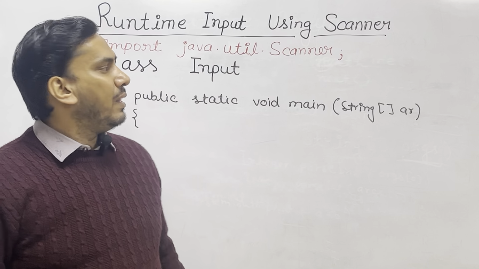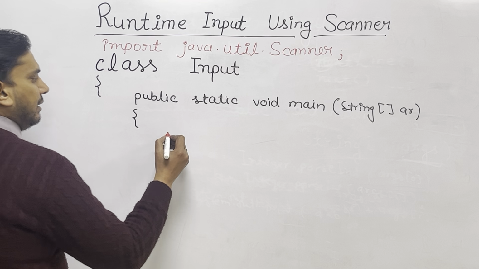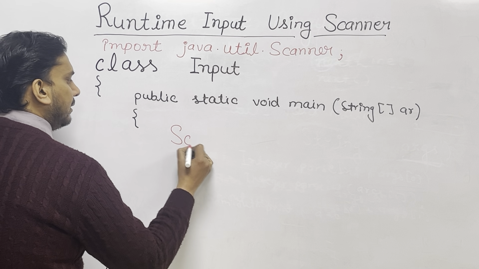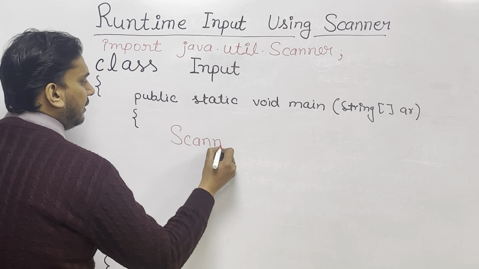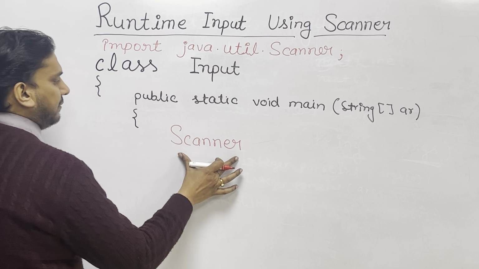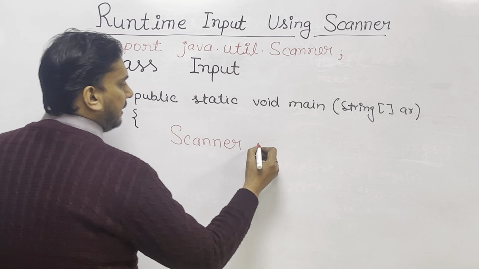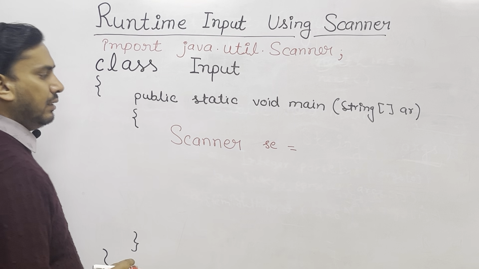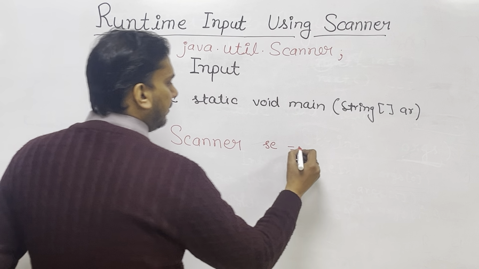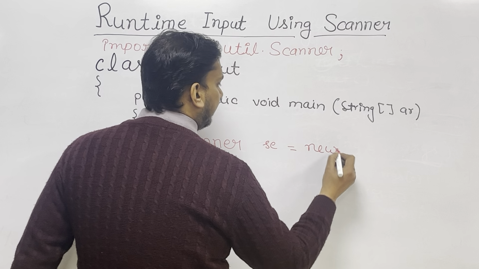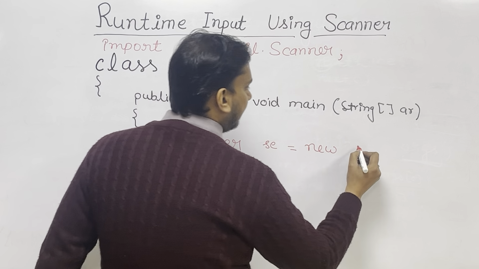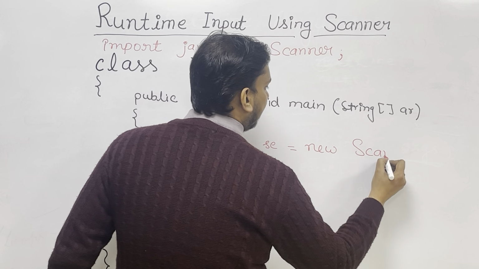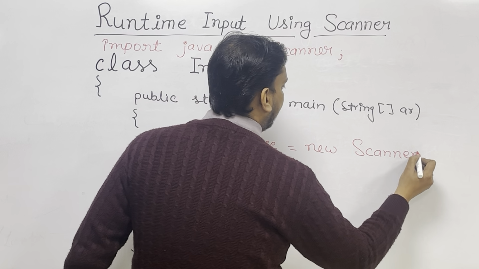So, I have to create the object. Why? Because all those methods are non-static, right? So, we will be creating the object of the Scanner class. So, Scanner, this is your class name. Every word's first letter is capital. Some reference variable, let us say I am writing sc is equal to new Scanner. New is a keyword, all in lowercase, and Scanner is the class constructor I am calling.